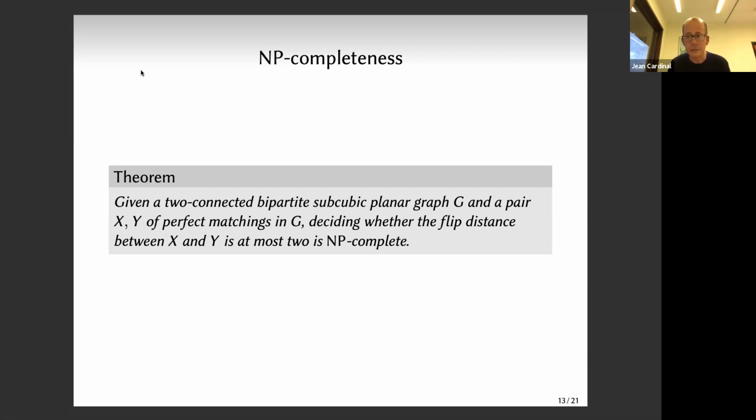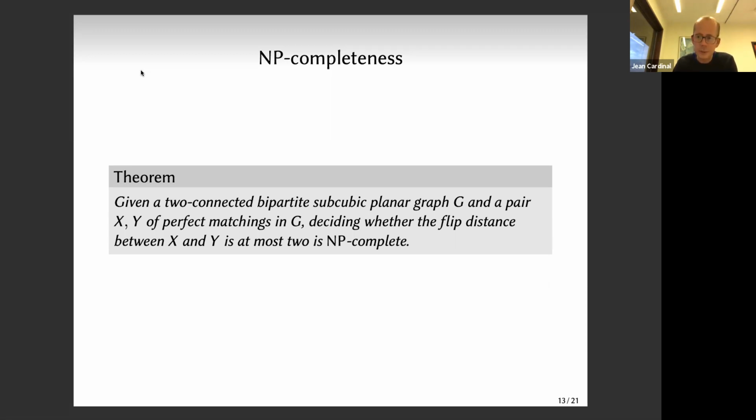Actually, I ask you the following question. Is it at most 2? Can we go from X to Y by flipping, in a sequence of 2 flips, alternating cycles? So is it at most 2? You can fix the distance, so the decision problem is with respect to a fixed parameter. So deciding whether it's at most 2 is NP-complete. Is the statement clear?